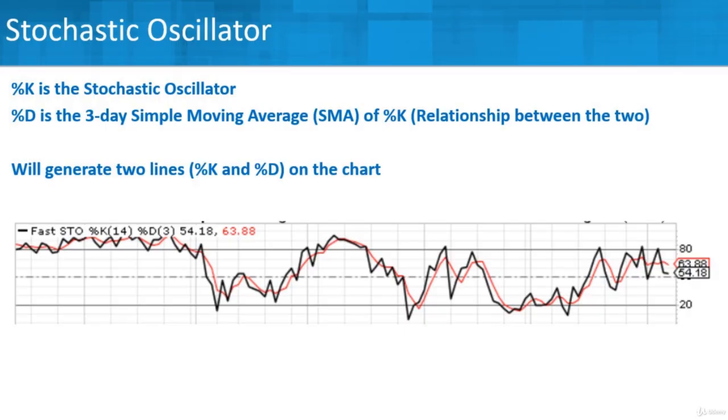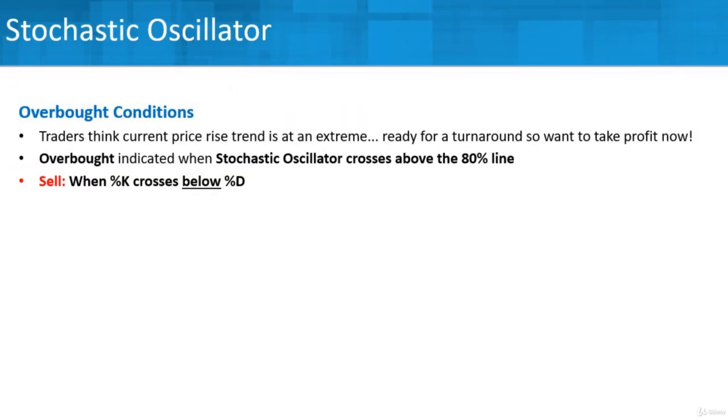Now, how do we use it? Well, here's how you use it, because you're trying to, again, recognize these overbought and oversold conditions. Overbought, traders think the current price rise is an extreme. It's too high. We're ready for a turnaround, and so we want to take our profits now. We're reaching the peak. So an overbought is indicated when the stochastic oscillator crosses above the 80% line.